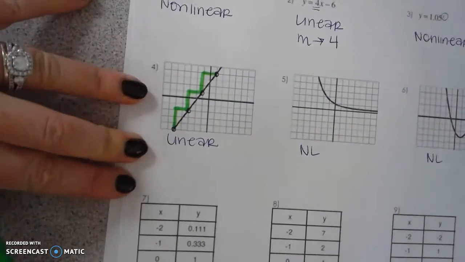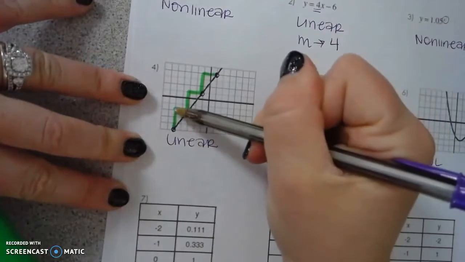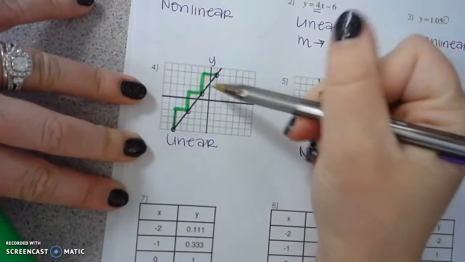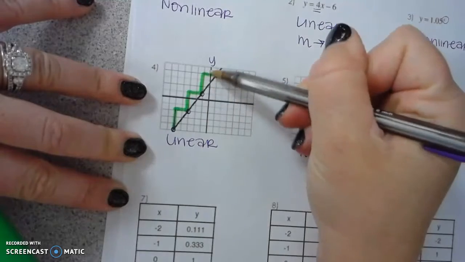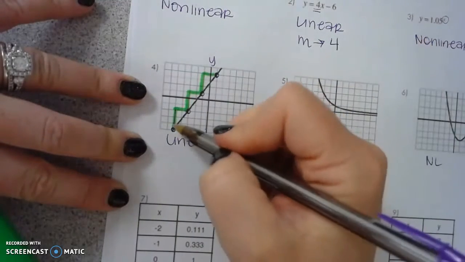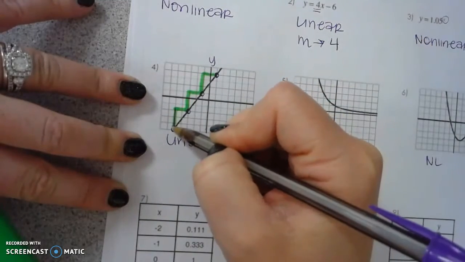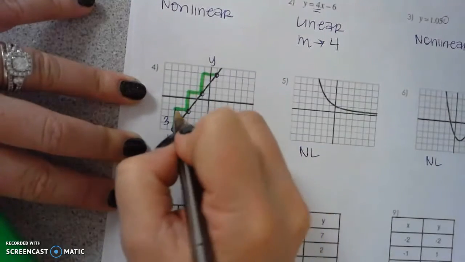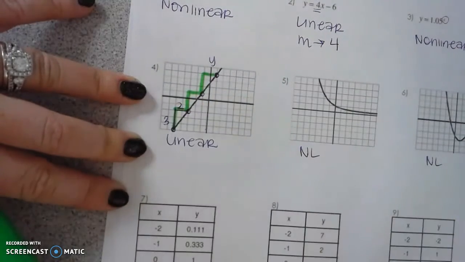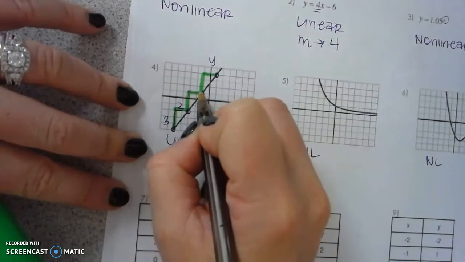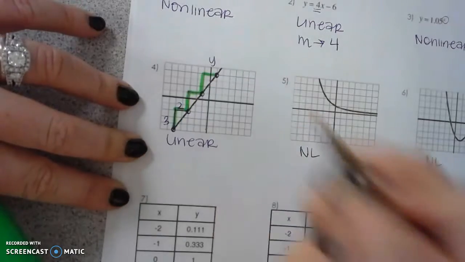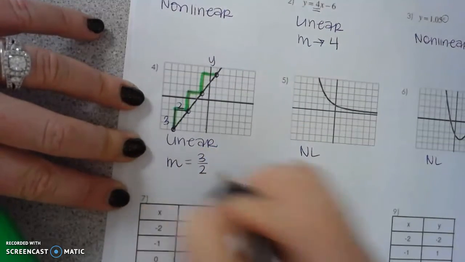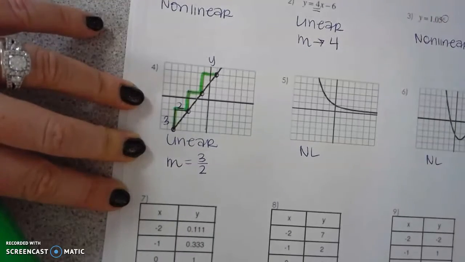Your rise is your vertical. That's your change in y. Your vertical axis is your y. So your change in y is your rise, and I went up 3 in this case, over 2. Rise 3 over 2. So my slope is 3 over 2, and it is increasing, obviously, because that's a positive line.